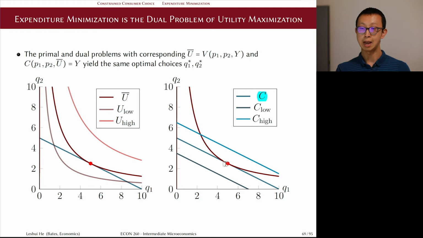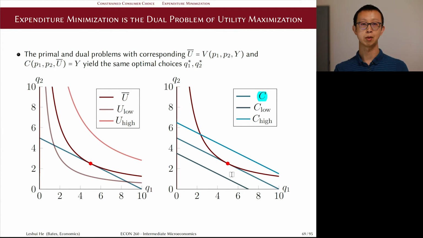These coordinates at this red point are our optimal consumption bundles for the problem. And the expenditure it incurs is the minimum level of expenditure needed to reach U bar when the consumer faces prices P1 and P2.